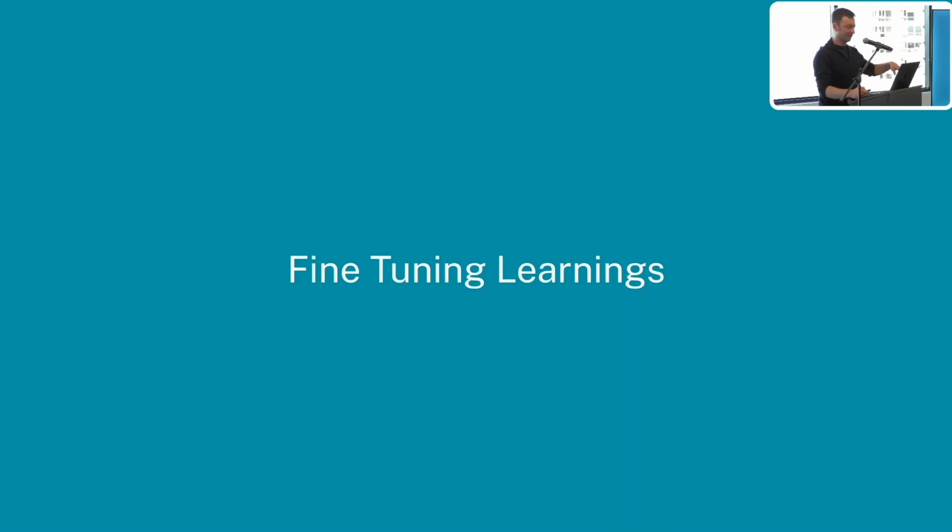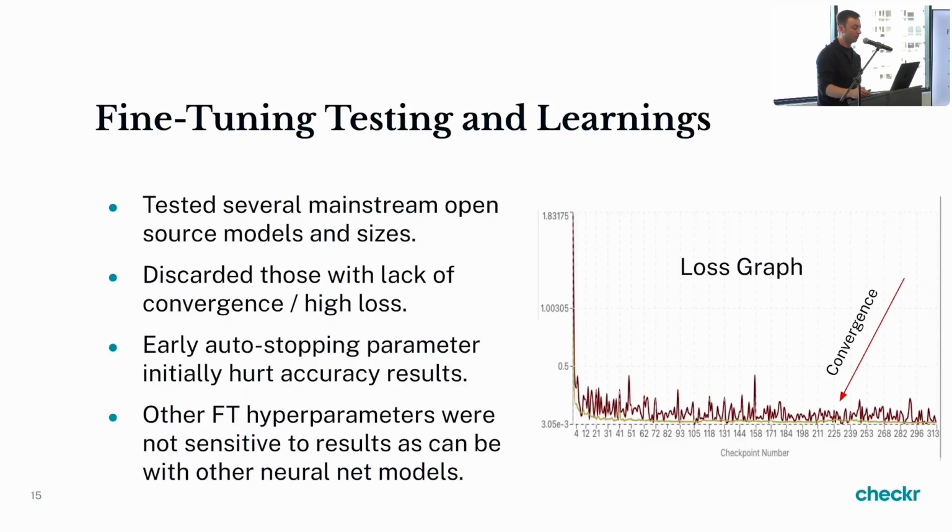Okay, fine-tuning now. So I tested several mainstream open source models, probably the same ones that you guys have: Llama 7B, Llama 13B, Llama 70B, and the Mistral family. And then in Predibase, I don't know how many people actually have used the Predibase platform, but it makes it really easy to look at loss and to throw away some of the lesser performing models in the grid search. So I discarded those with either a high loss or low rate of convergence.